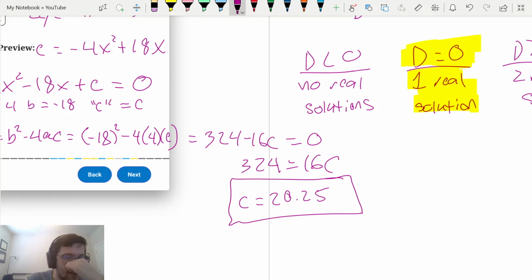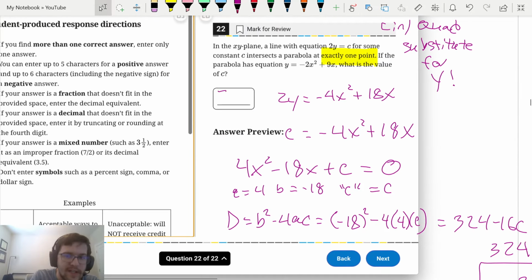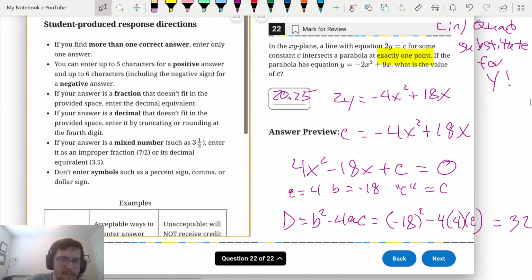Man, that was kind of a long one, right? And that's the correct answer. And if you wanted to check it, you could get y by itself in both of these equations, and then graph them on Desmos, and you should notice that they only intersect once. Anyway, so I hope that was helpful.